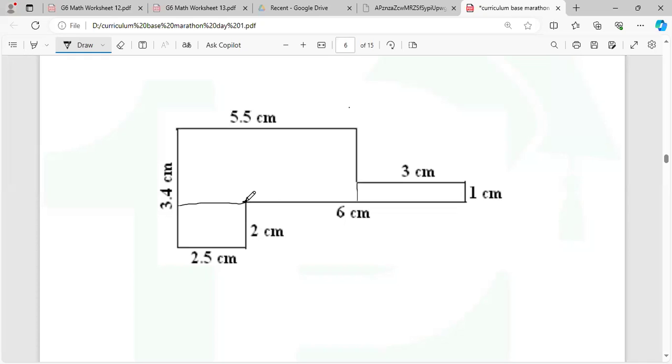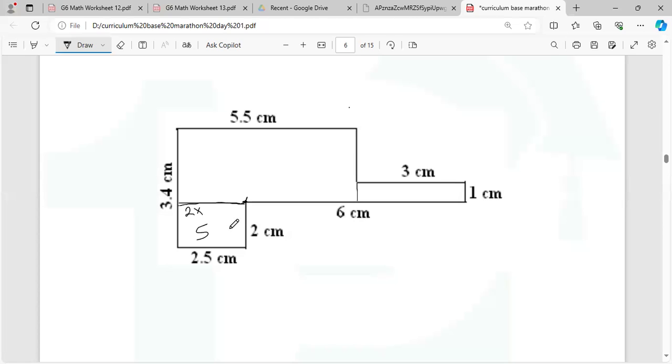Okay, for that one, I multiplied 2 times 2.5 centimeters. Oh, this is how you did it. Alright, cool, I see it now. So this one, I multiplied 2 and 2.5 centimeters to get 5 centimeters squared.